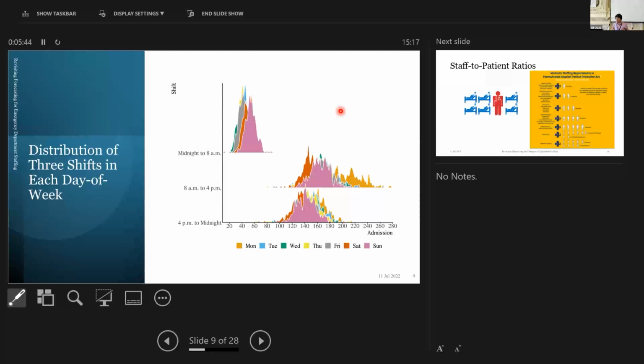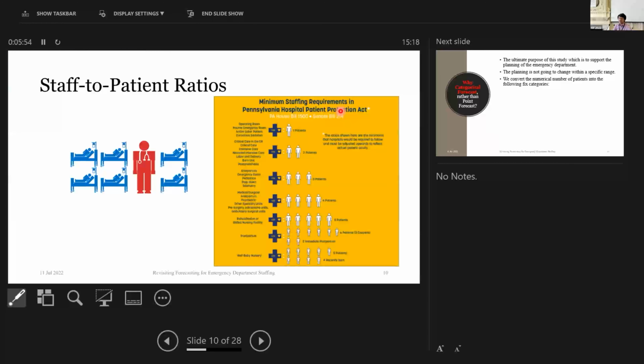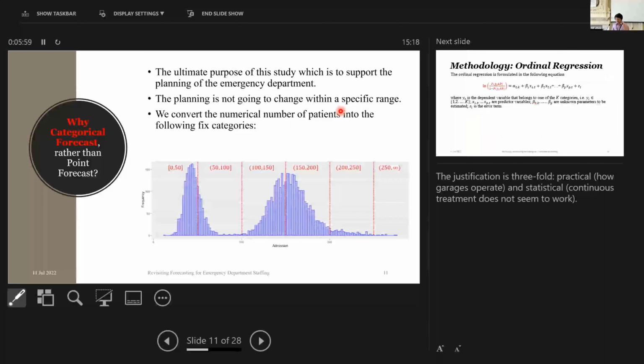So I'm going to do the second important step. Okay, the first step is just count how many number of patients in each of the shift. The second key step is that I'm going to convert the number of patients into categories. Okay, remember that's the point of this paper. So we are not going to do point forecasting. We are going to make categories, and I'm going to make 6 categories here. I show you in front of your eye. Then I'm telling you why I'm doing this.